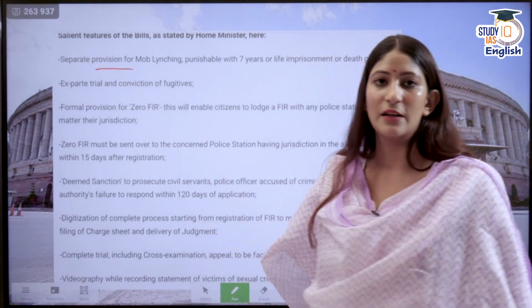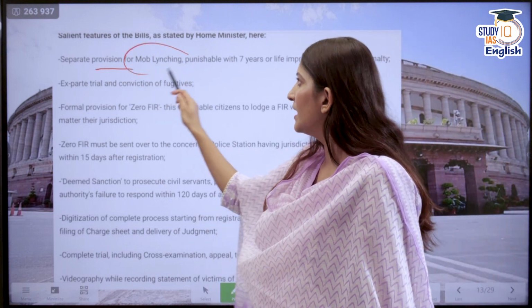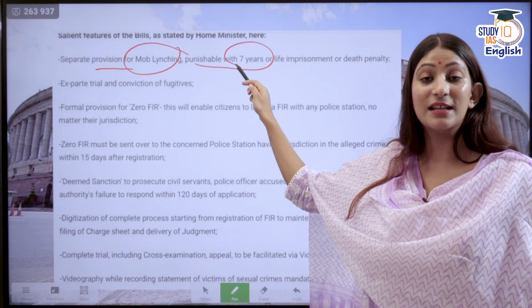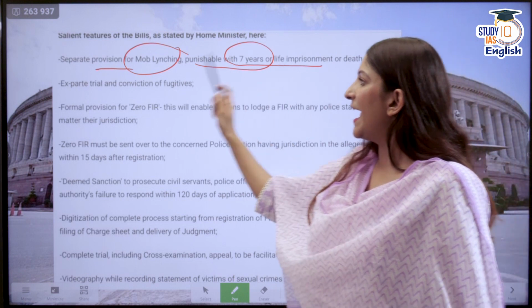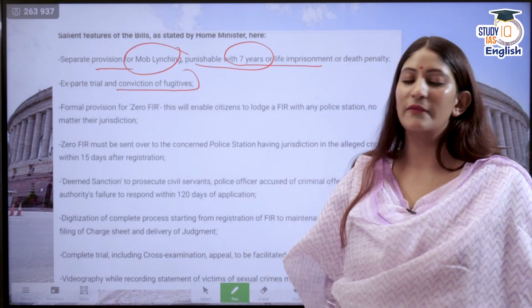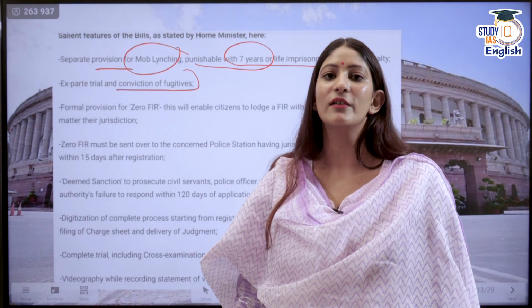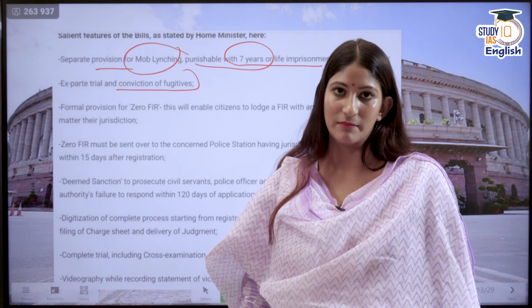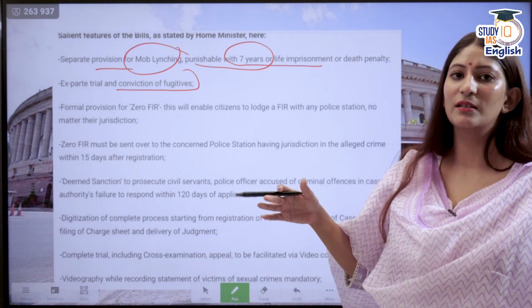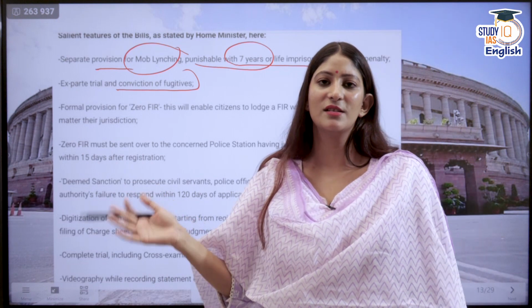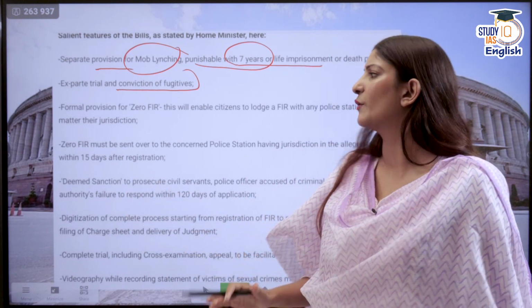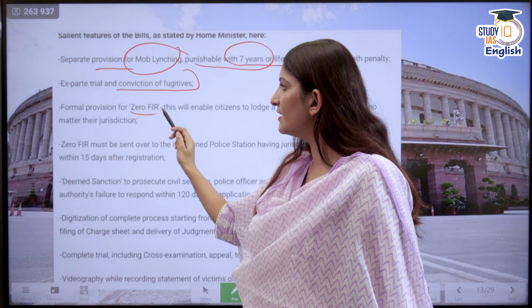Separate provision has been given for mob lynching, which is punishable by 7 years, in some cases death penalty. Ex parte trial and conviction of fugitives who are running from the place of origin of crime. Ex parte means that if the party is not actually present, only one party is present, the judgment can be pronounced. Formal provisions are there for zero FIR.